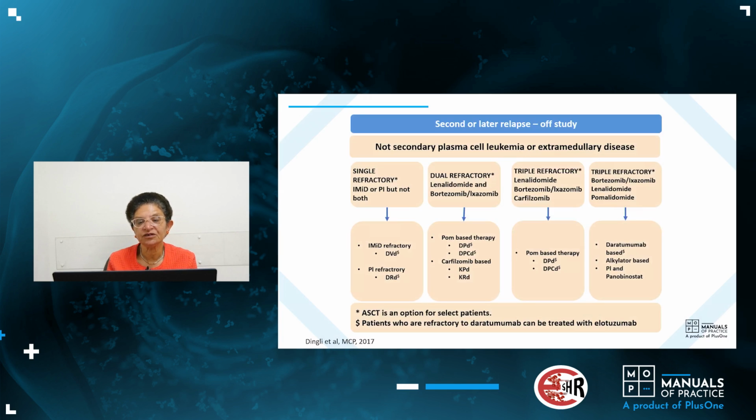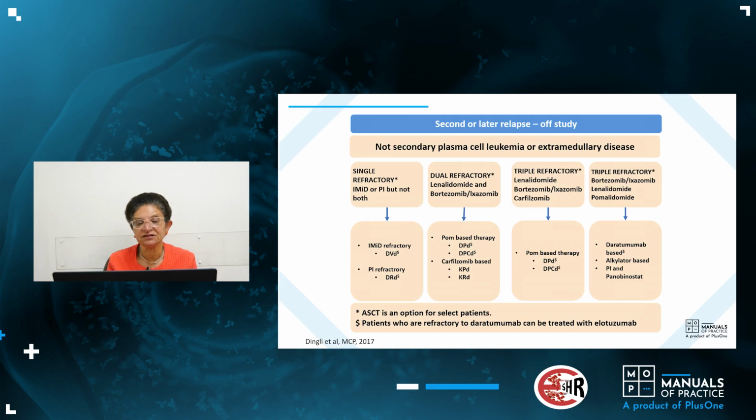So how about second or later relapse? What do we do? We have to make sure that this is not plasma cell leukemia and not an extramedullary disease. And you look if this is single refractory to an IMiD or to a proteasome inhibitor, but not both. If the patient is refractory to an IMiD, then you add DARA together with Velcade. If the patient is refractory to a proteasome inhibitor, then it's the other way around. You give DARA together with Revlimid and dexamethasone.